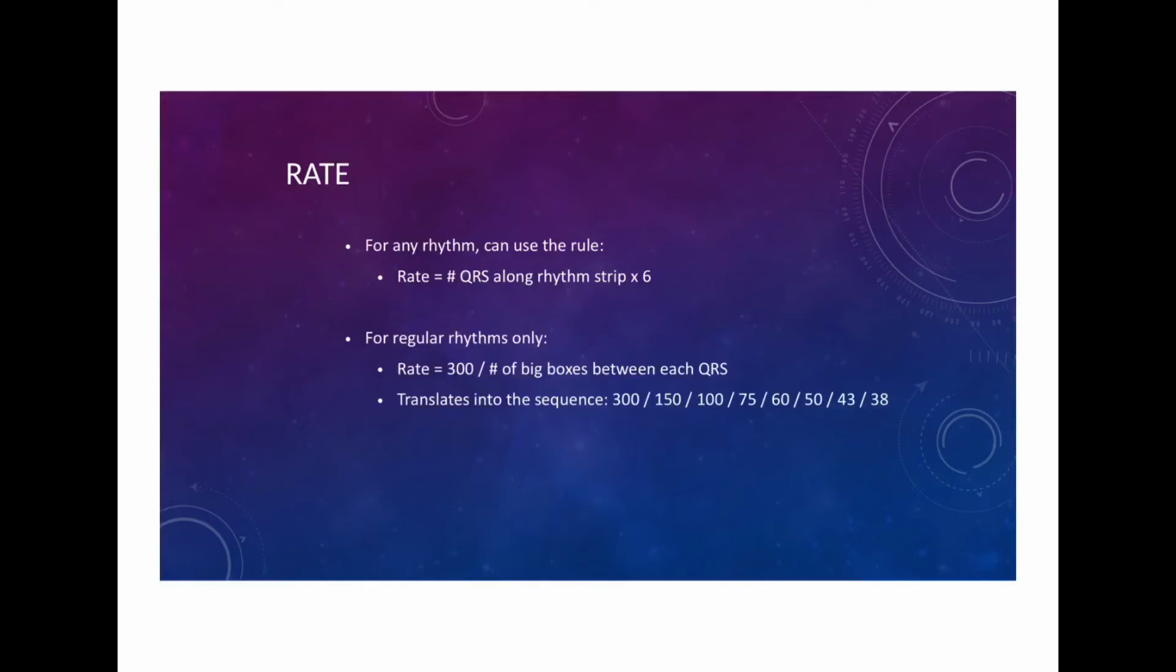If the rhythm is regular, there's some other tricks you can apply. So, for example, you can just divide 300 by the number of big boxes you see between each QRS. Some people just memorize the sequence of that. So 300 if there's one big box between QRSs, 150 if there's 2, 100 if there's 3, 75 if it's 4, and 60 if it's 5, and so on. But again, it would only apply for regular rhythms. It's important to know the rate as well, because a rate that's significantly more than 220 minus the patient's age is unlikely to be a sinus rhythm.